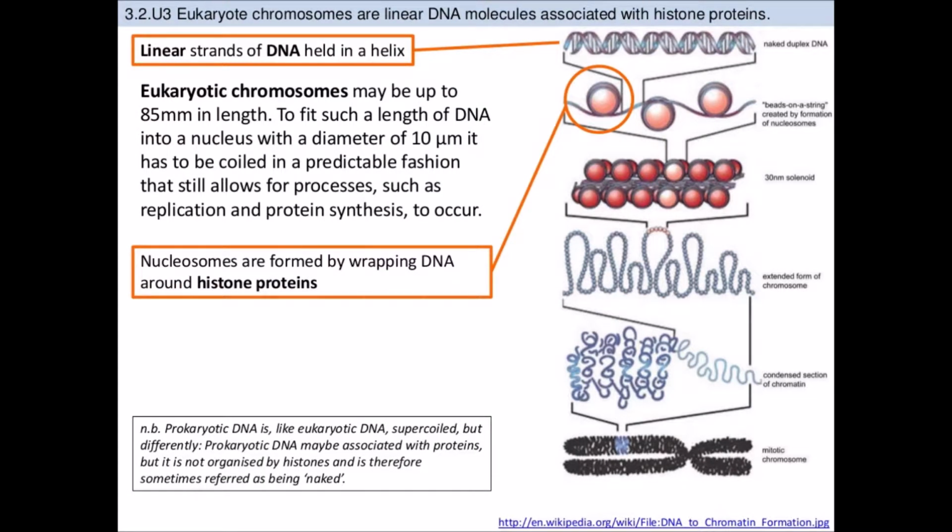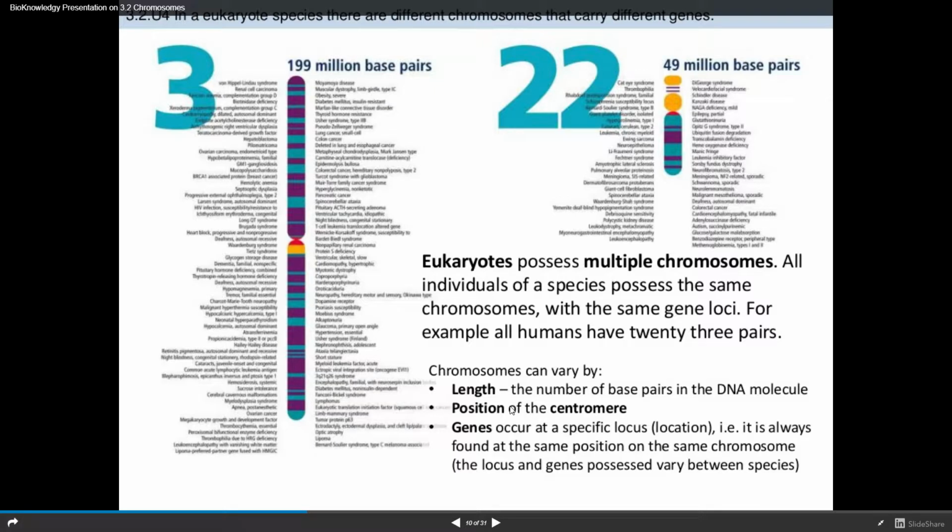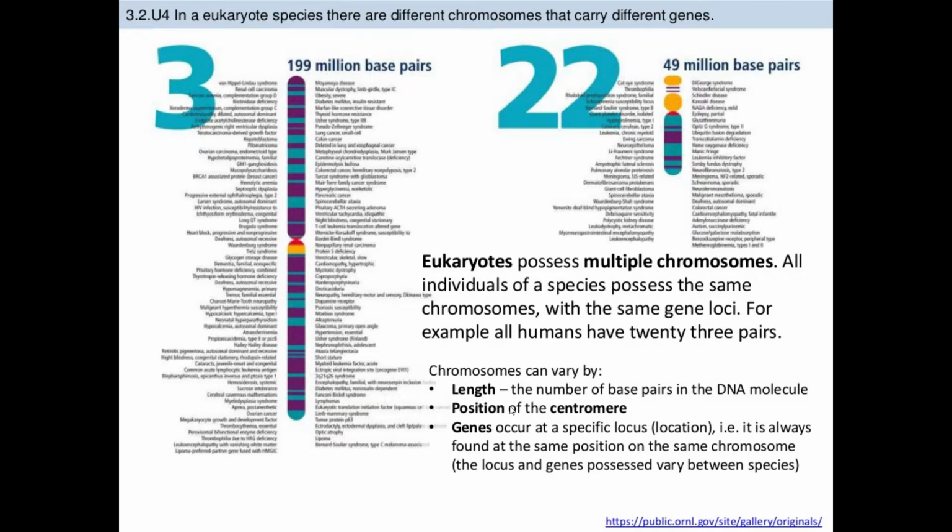Because eukaryotic DNA can be extremely long if it's stretched out, it must be put into a suitable form to allow for processes such as replication and protein synthesis. And this form is called a nucleosome. This is formed by wrapping DNA around 8 histone proteins. Eukaryotes possess multiple chromosomes, and in humans there are 46 chromosomes.